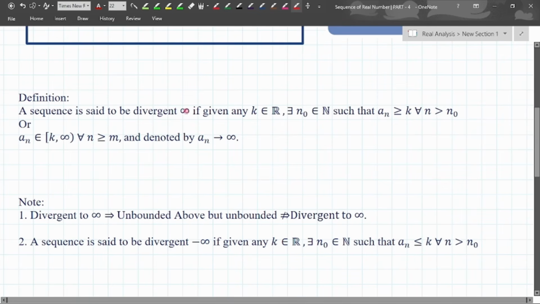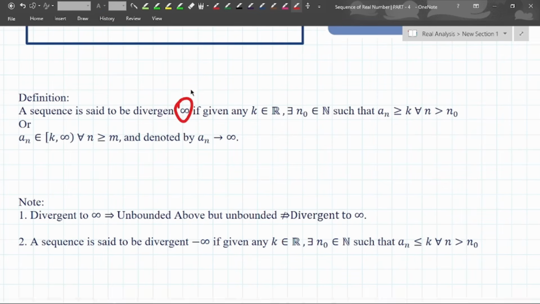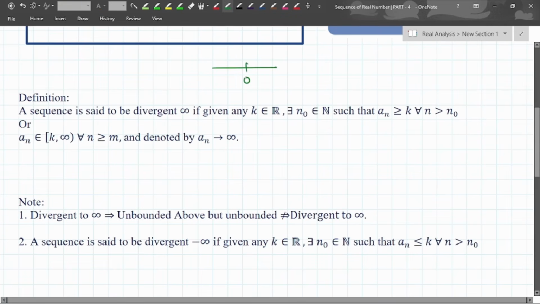So what do you mean by divergence? A sequence is said to be divergent to infinity. Okay, there are two cases here. Either my sequence will be divergent to infinity or divergent to minus infinity. We'll discuss two types of definitions here. First, divergent to infinity. A sequence is said to be divergent to infinity if given any k belongs to R, there exists n naught belongs to natural numbers such that an is greater than k for every n greater than or equal to n naught.